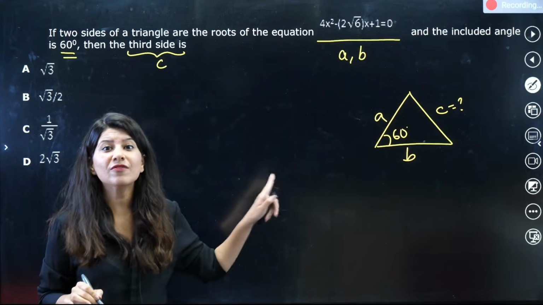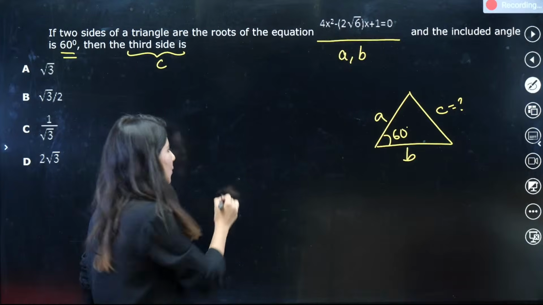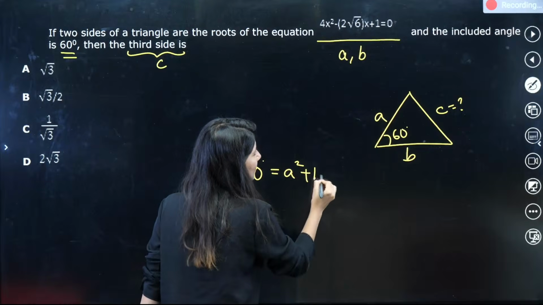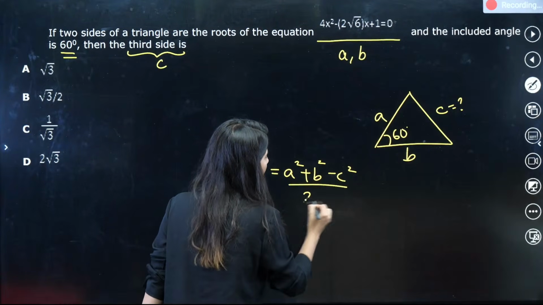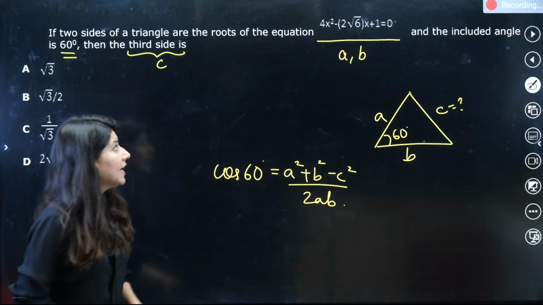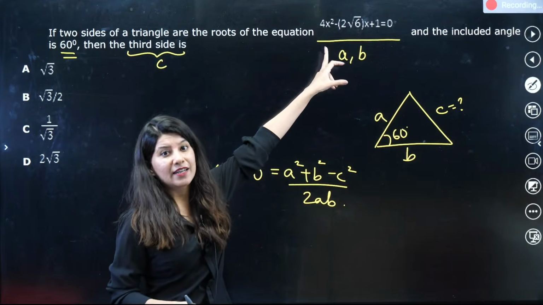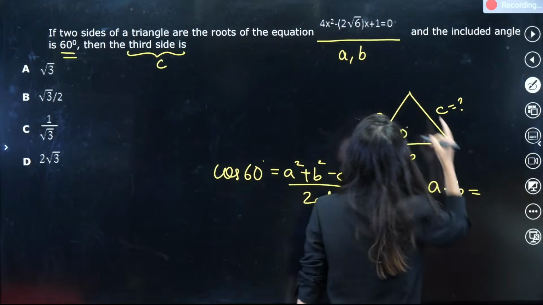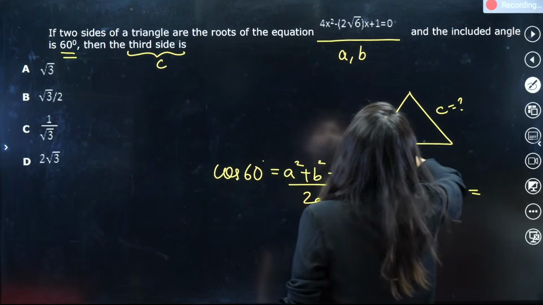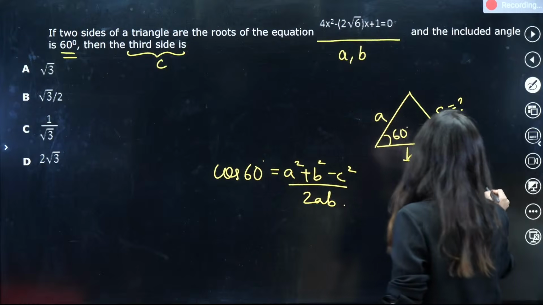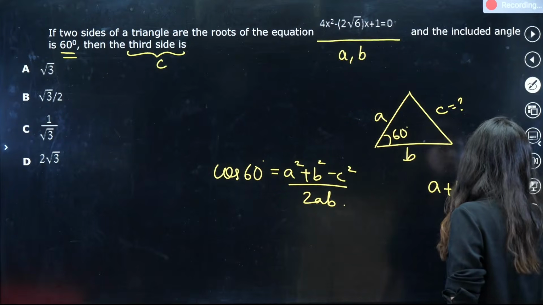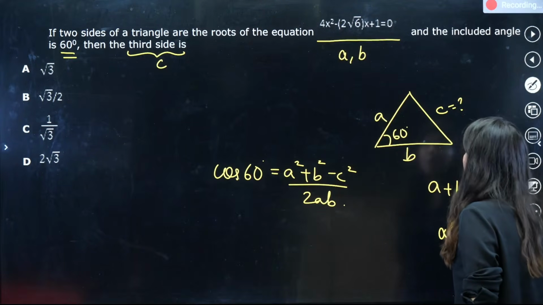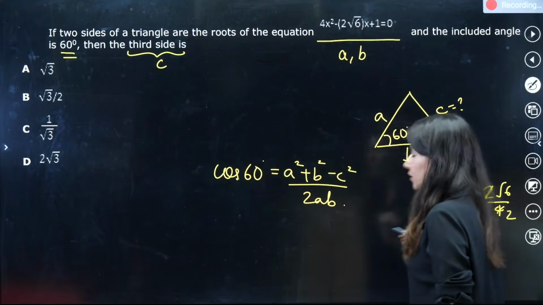For this situation, we have the cosine rule. Right? What is the cosine rule? Cos 60 degrees will be equal to a square plus b square minus c square upon 2ab, where a and b are roots of this equation. So from here, I can calculate the sum of roots. Sum of roots will be minus of minus 2 root 6 by 4. So root 6 by 2 is the sum of roots. What about the product of roots? 1 by 4 is the product of roots, right?